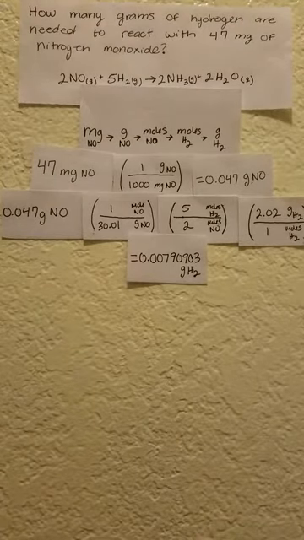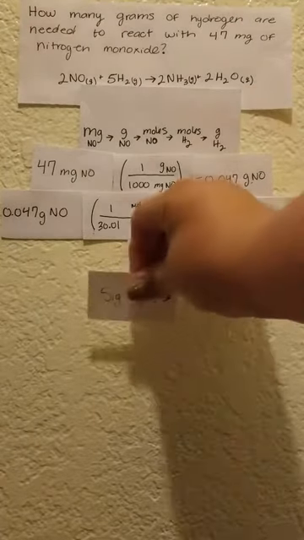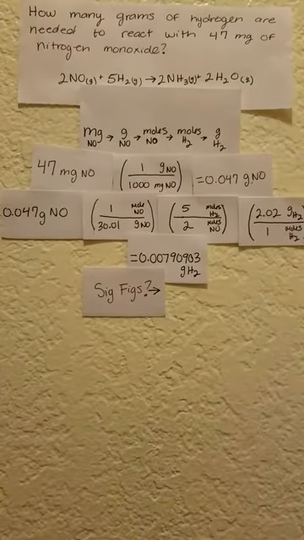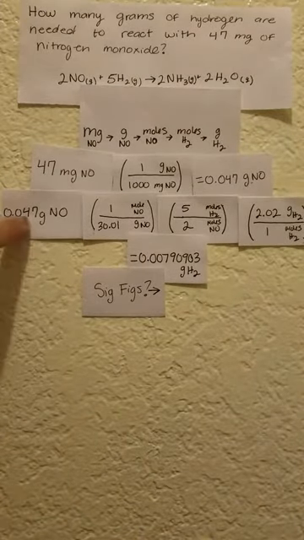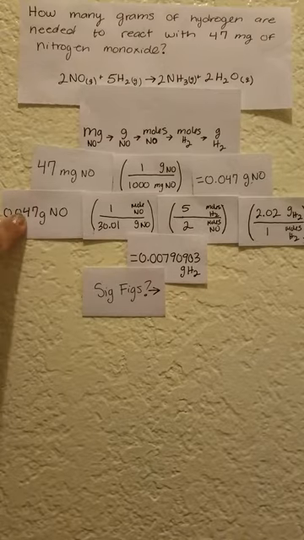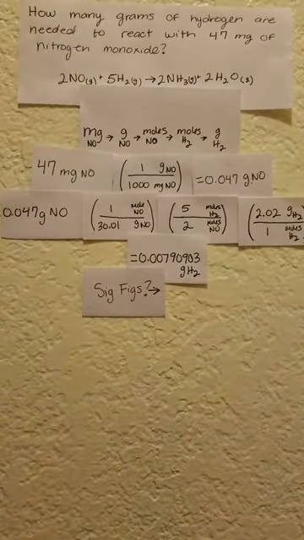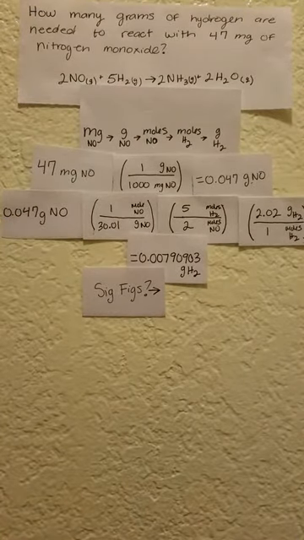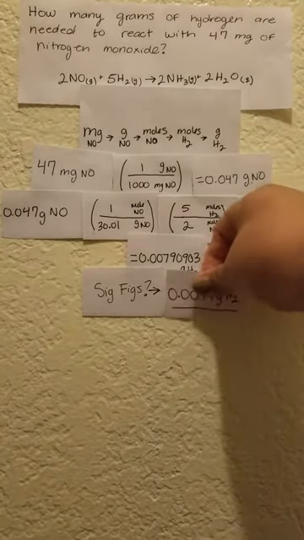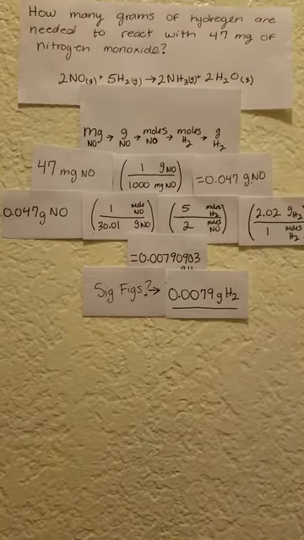You always want to consider your significant figures. So we're going to go there. And we have 2 significant figures that we started with. 4 here, 3 here. So we're going to go with 2. Always want to go with the least amount. And here we go. 0.0079 grams of hydrogen.